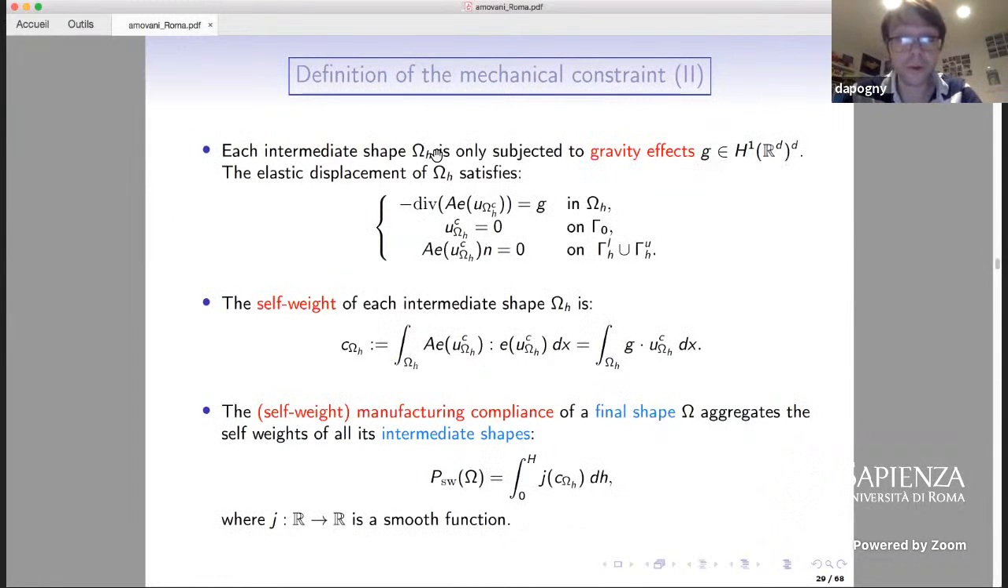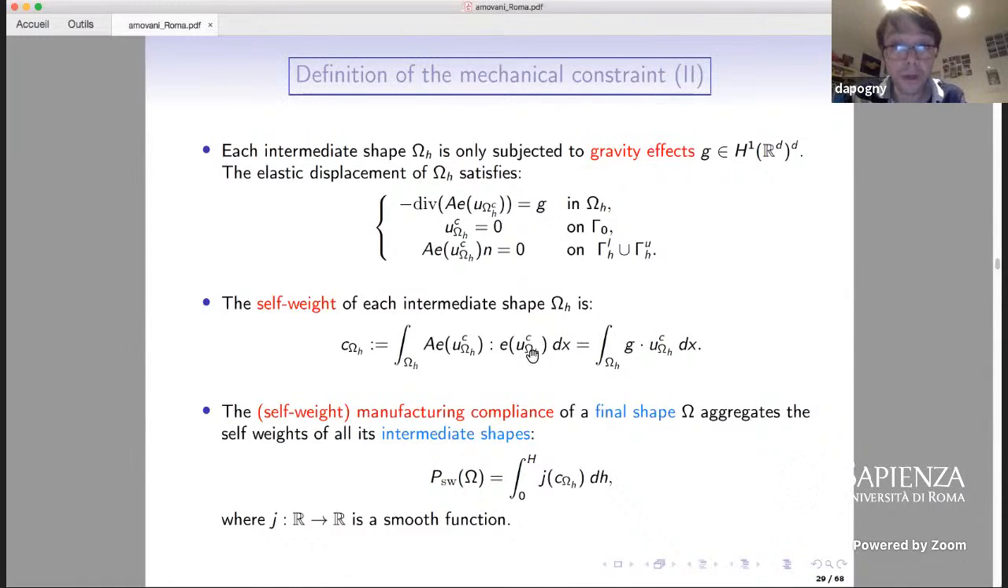So now we model the physical behavior of the shape during the assembly process by means of the physical behaviors of each independent intermediate shape. And these intermediate shapes are supposed to be just subjected to gravity effects, meaning that the elastic displacement during the manufacturing process of each intermediate shape is described by this linearized elasticity system posed on the intermediate shape, where only gravity loads are exerted on the shape. So we consider then the self-weight of each intermediate shape, which is just the compliance of the intermediate shape omega h when it is submitted only to gravity. So this corresponds to this formula here.